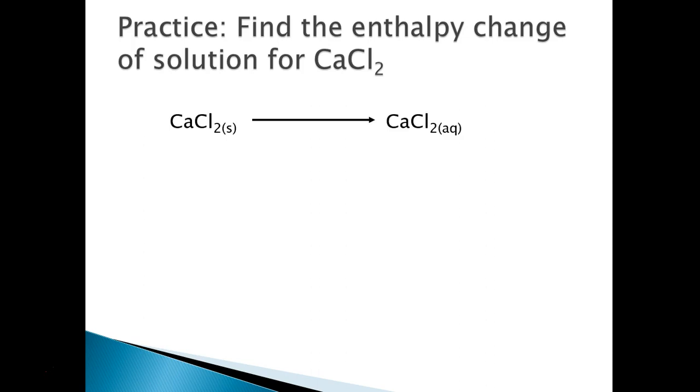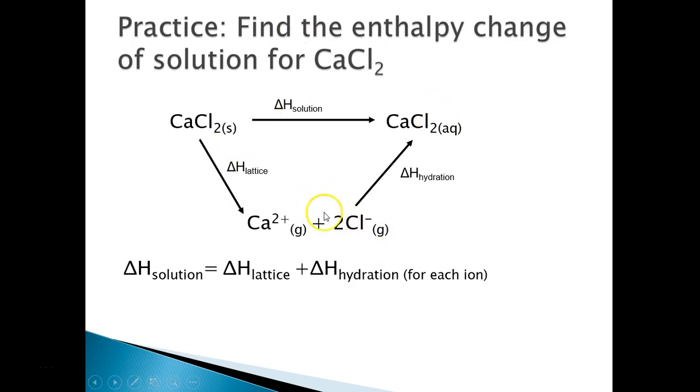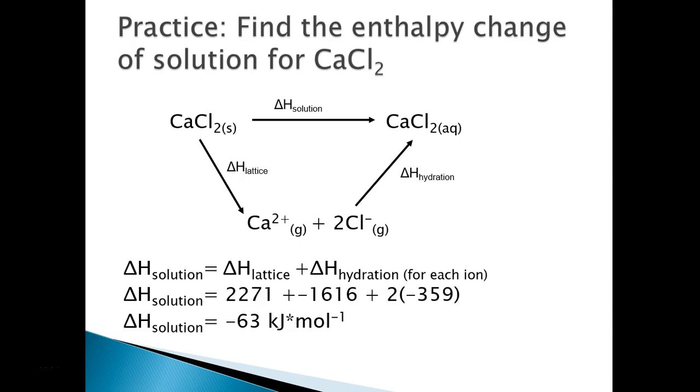First, write an equation, and that's our enthalpy of solution. Next, write an equation for the lattice enthalpy, and finally for the enthalpy of hydration. So the enthalpy of solution is the lattice enthalpy plus the enthalpy of hydration for each ion, and since we have 2 chloride ions, we're going to have to multiply that enthalpy value by 2. And so our final answer is negative 63 kilojoules per mole. This is actually not in table 19, so we can't compare, so we just have to be extra careful and make sure that we're doing things correctly.